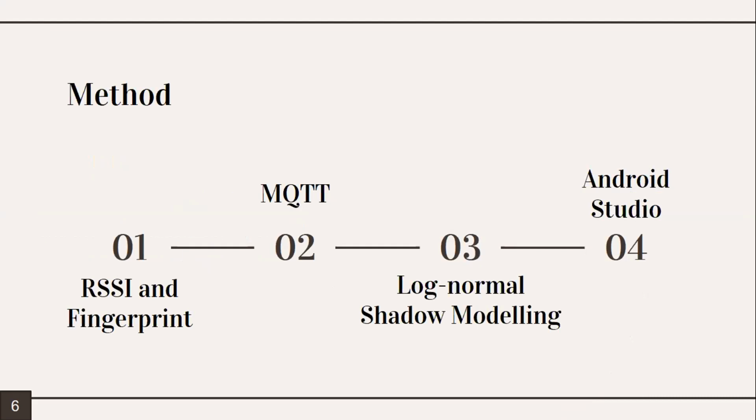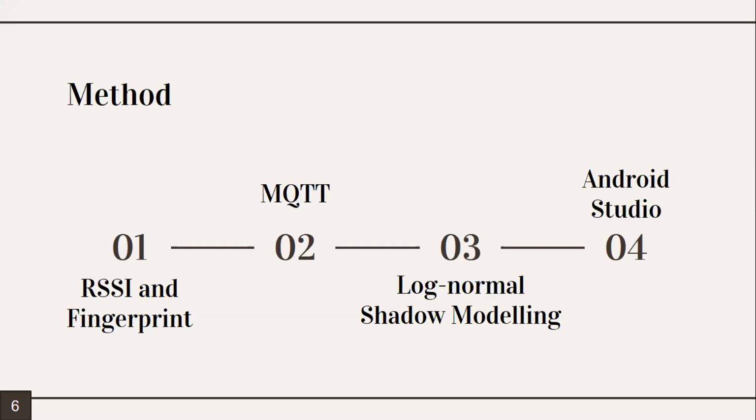Next, in this study, we are planning to use a Wi-Fi router to transmit the signal, and a smartphone as the receiver or the RSSI signal reader. The data obtained in the smartphone is then delivered to the server using the Message Queuing Telemetry Transport protocol. Then the signal is converted to distance using the log-normal shadowing modeling method.